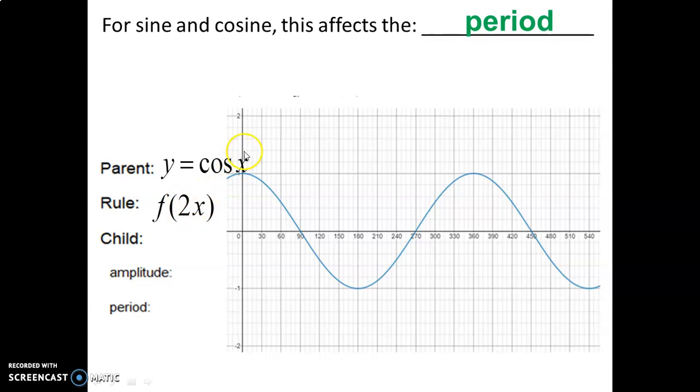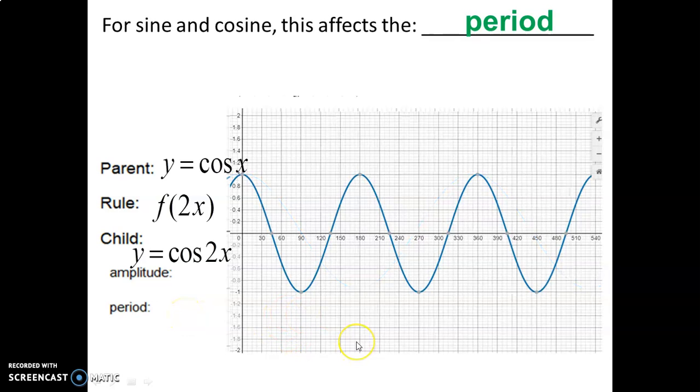This 2x then replaces this x. So we have cosine of 2x. And now don't forget the effect of this 2 is that it is making this thing not twice as wide, but half as wide horizontally. So what's the new amplitude and period? Okay, take a look at that.